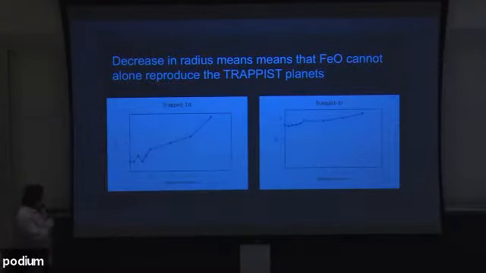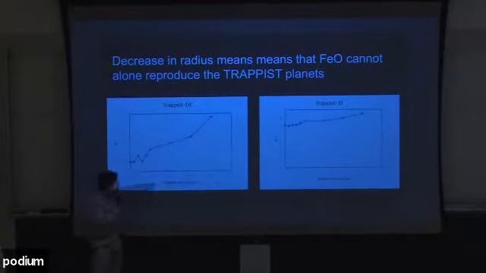Yeah, then we can see the error when we increase the fraction of iron in the mantle, it's just increasing and increasing.